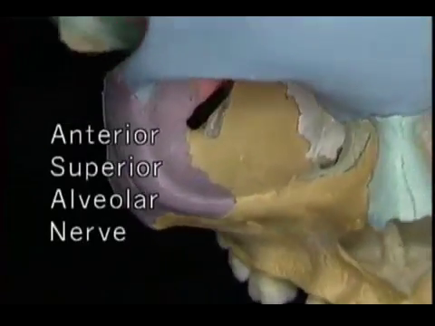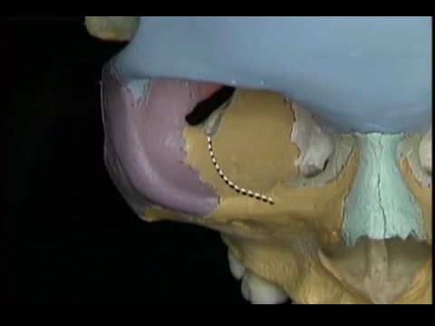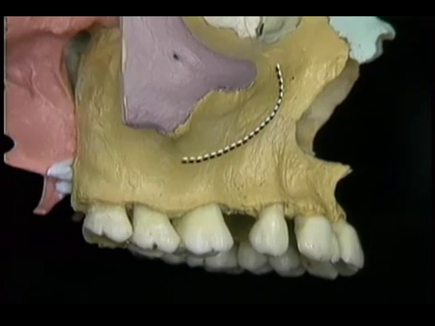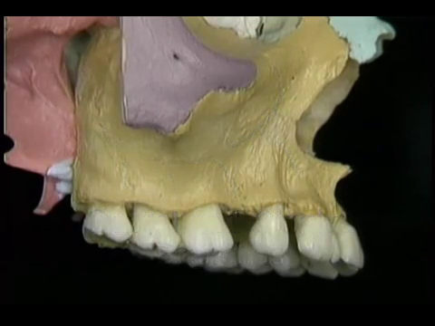The anterior superior alveolar nerve arises from the infraorbital nerve within its tunnel and runs downward and forwards within the bone. The superior alveolar nerves, anterior and posterior, form a loop within the maxilla. From this loop, dental and gingival branches arise that supply the upper teeth and the upper gums. The maxillary nerve also gives off palatine and nasopalatine branches that supply the palate and parts of the nasal cavity.